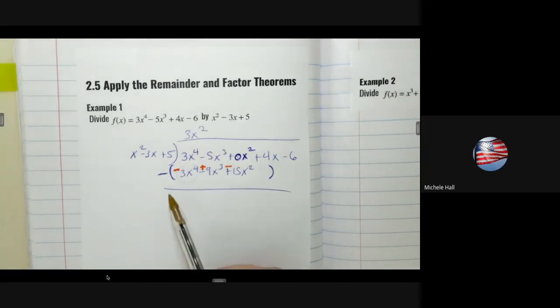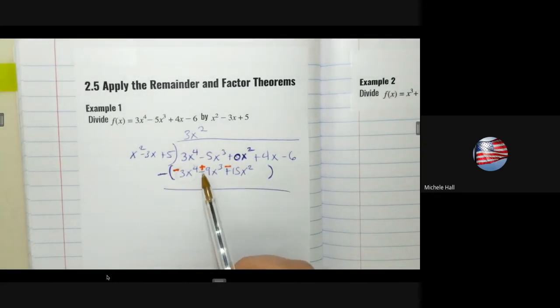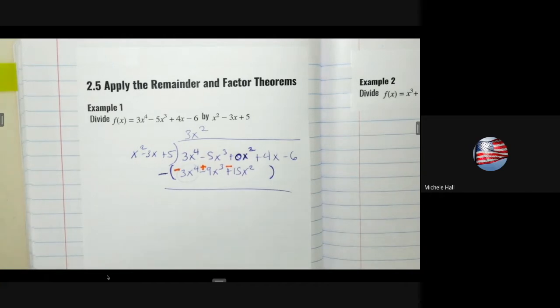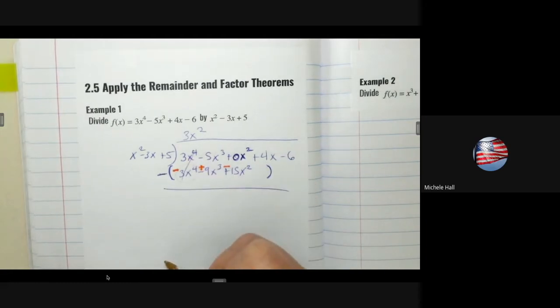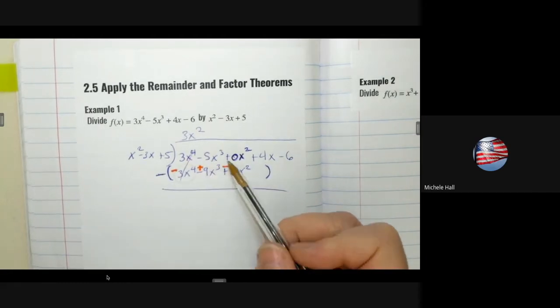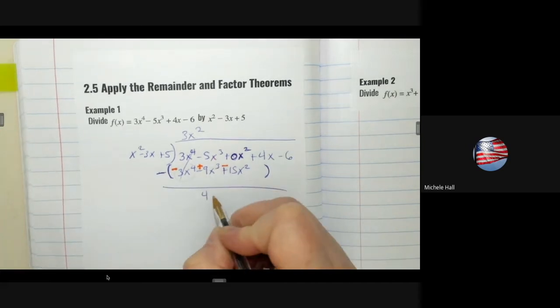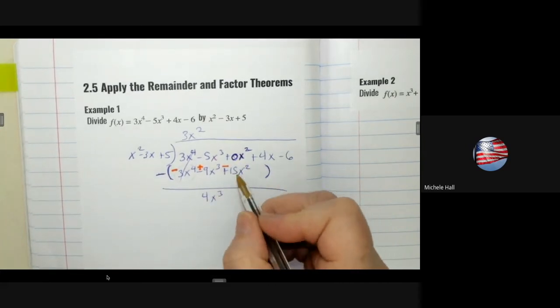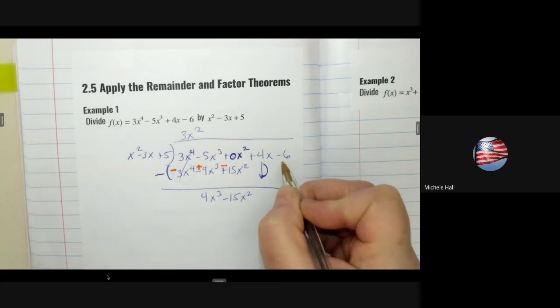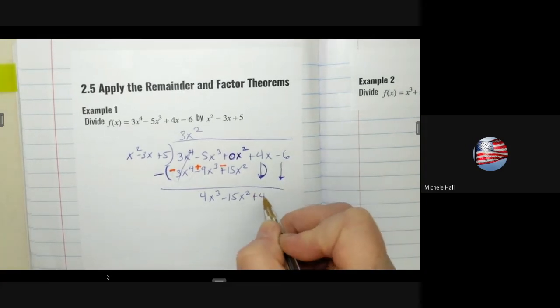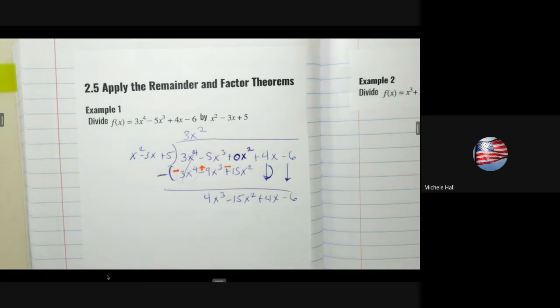I like to put my sign on top of the other sign. That way I know I've changed it. Sometimes you'll be in the middle of doing a problem, you look away, you get distracted, and when you look back, you might think you changed a sign, but maybe you didn't. So I just have the sign on top. That way I can clearly see that I've changed the sign. 3x to the 4th minus 3x to the 4th, those cancel, as they should. Negative 5x cubed, 9x cubed is going to be 4x cubed. And then 0 minus 15 is negative 15x squared. And I'm going to bring down these next terms, positive 4x and negative 6. And then I start all over again.